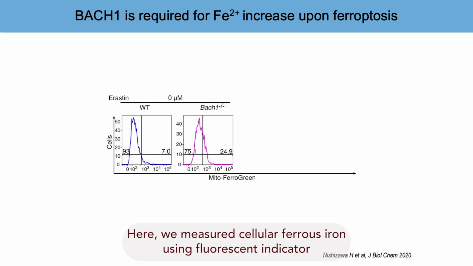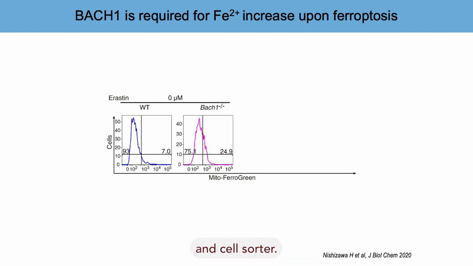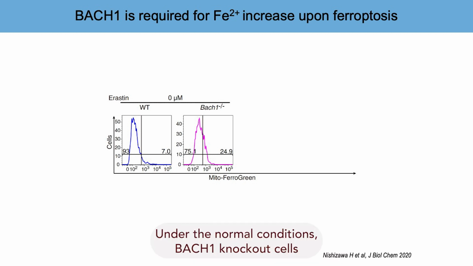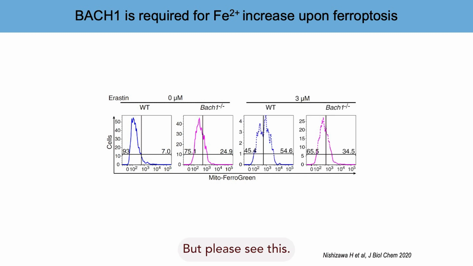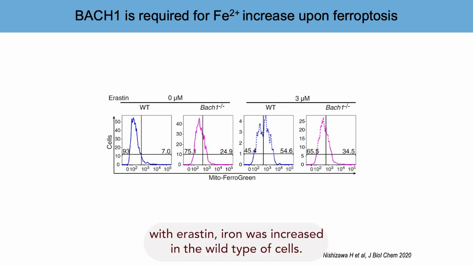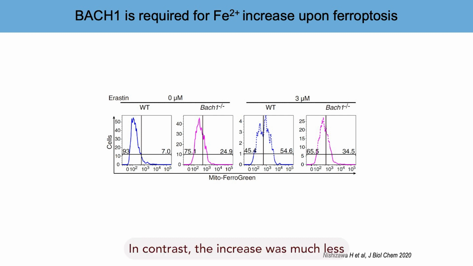Here, we measured cellular ferrous iron using fluorescent indicator and cell sorter. Under the normal conditions, BACH1 knockout cells showed higher level of iron. This is something we do not understand, but please see this. When ferroptosis is induced with elastin, iron was increased in the wild-type cells. In contrast, the increase was much less in the knockout cells.